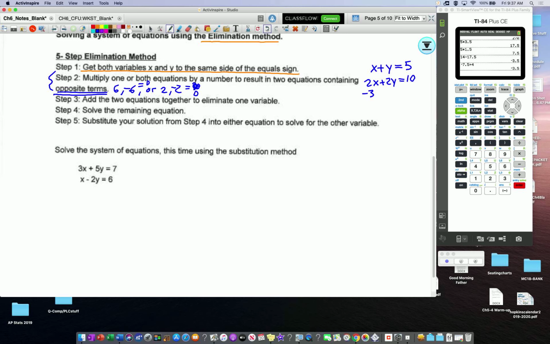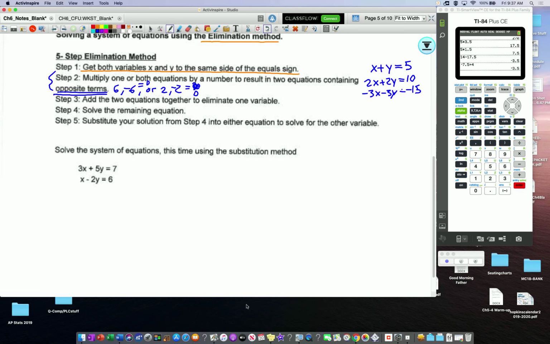If I multiplied everything up top by negative 3, it's actually the same equation. It just looks different. Okay? That's why when we were doing, for instance, graphing, the equations would look different. And for this, if we were trying to get y by itself, we're going to get back the original equation. Okay? So now, once they're opposites, step 3 is to add them together, eliminate a variable.